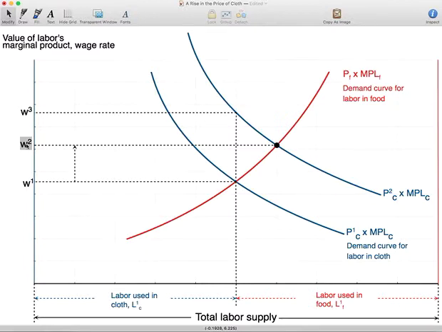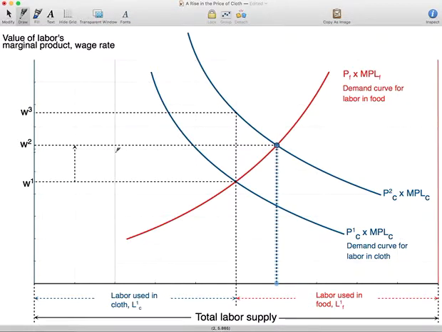Why is that the case? Well, you realize that in this particular model that we're talking about, specific factors, labor is mobile between the two sectors. Labor can migrate from cloth to food and from food to cloth. So with this increase in demand for cloth because of the increase in the price of cloth as an output, we see that labor is reallocated.